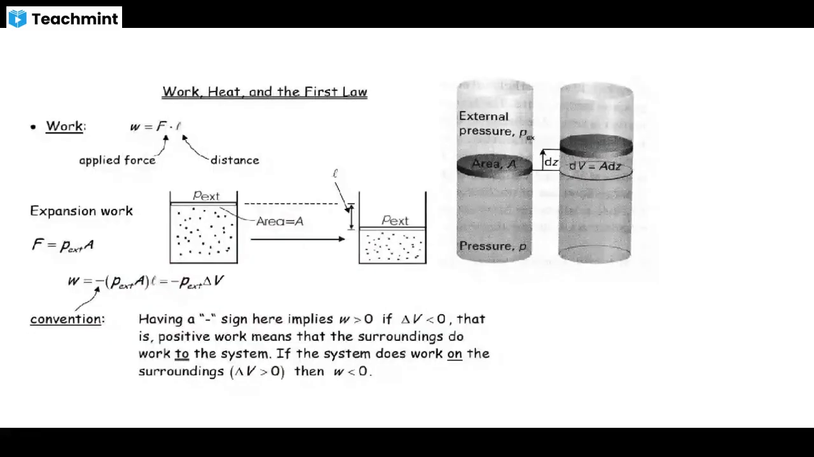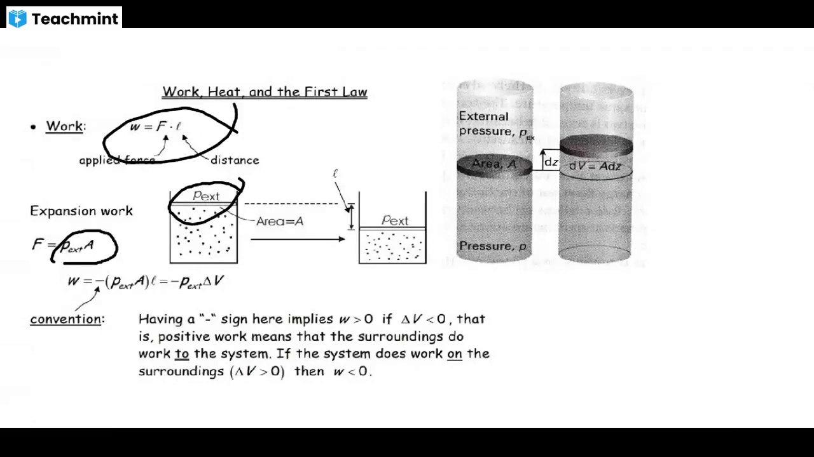Okay, how to calculate work? Work is force times distance. When you apply pressure, the external pressure, the force is p external times A, the area of the piston. Then L is the length. So work is p external times A times L. Area times length is volume, so this is the difference in volume.